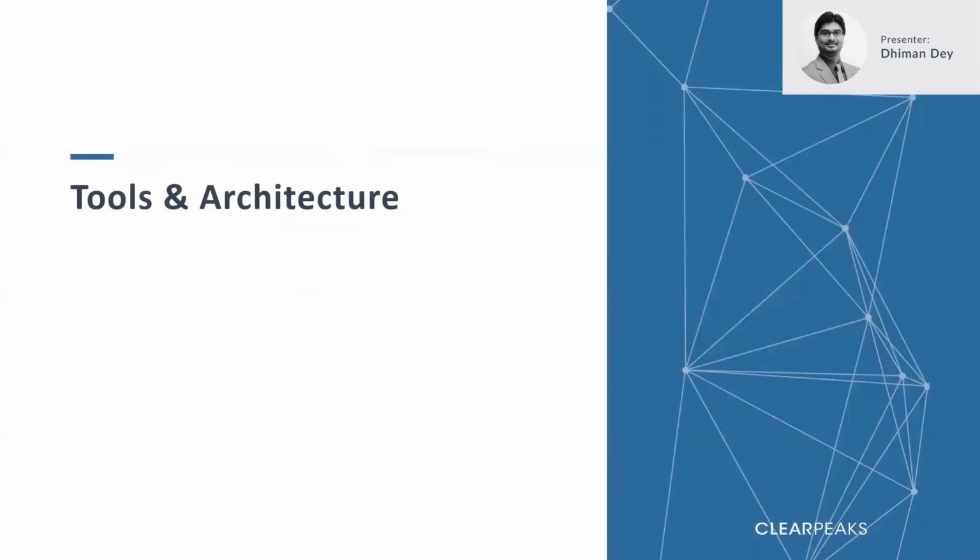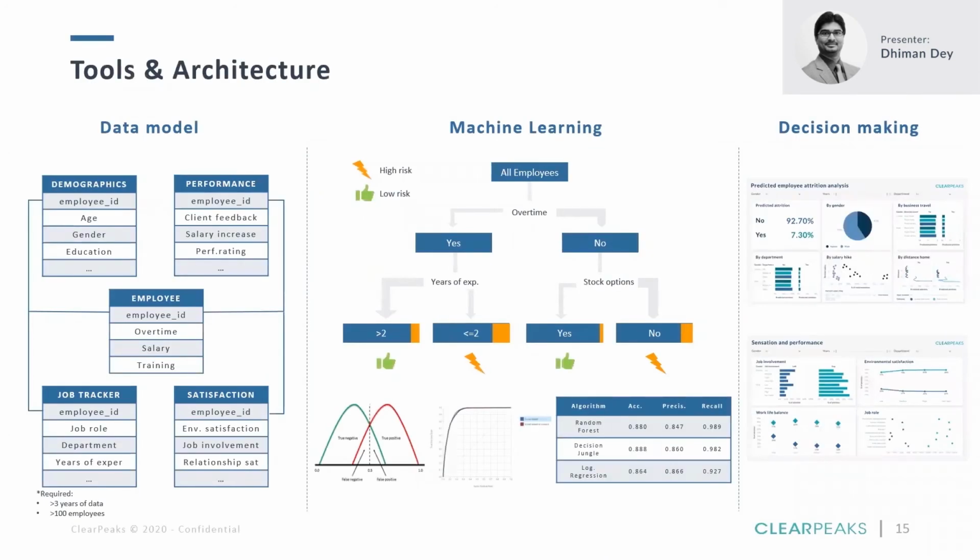So next we are going to go on to tools and architecture. On the left hand side, you have the data model. In the middle, we have the machine learning modeling area. On the right hand side, we have the decision making tools. The data model strictly speaking covers thoroughly thought through employee information in 5 major categories.